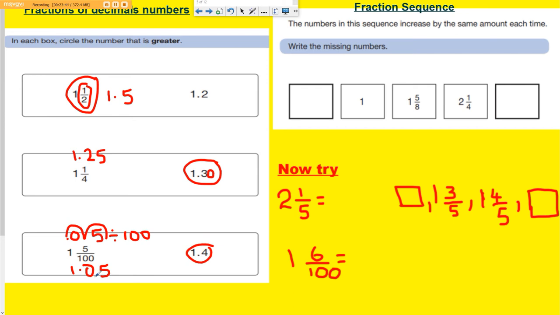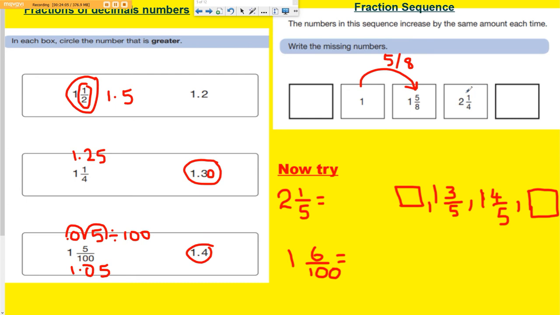£1.40, not 1.5 pence. Okay. Now the next thing we've got here now, guys, is this. They said the number in the sequence increases by the same amount each time. Now if we jump from here to here, that's actually 5 upon 8.